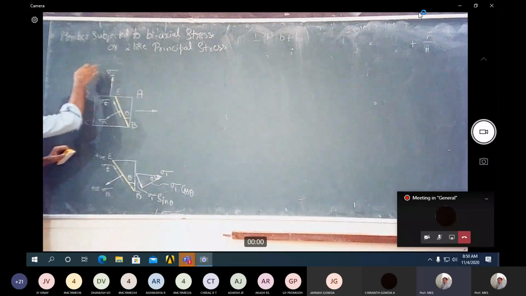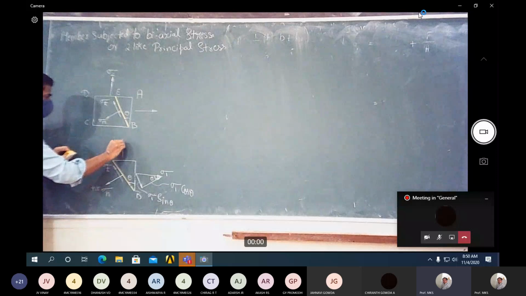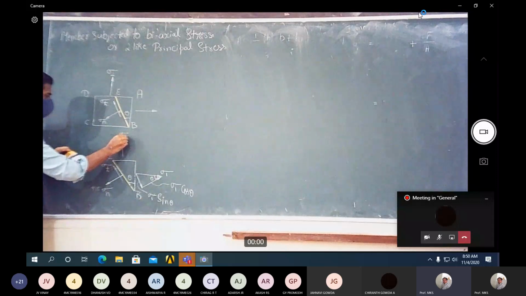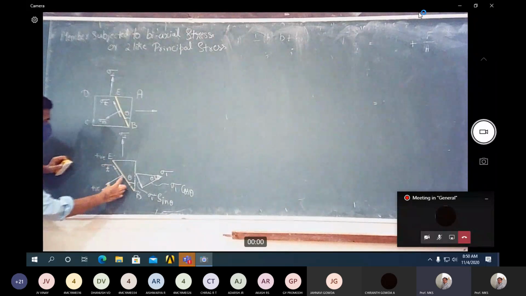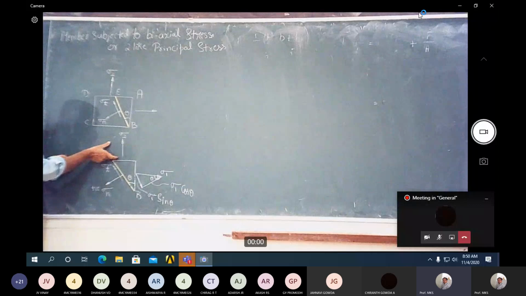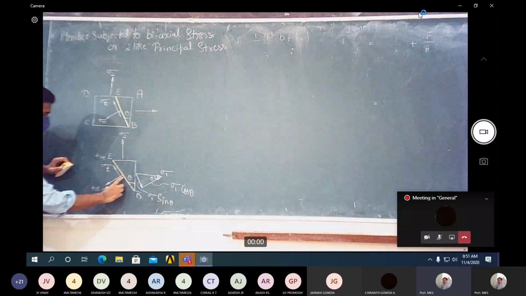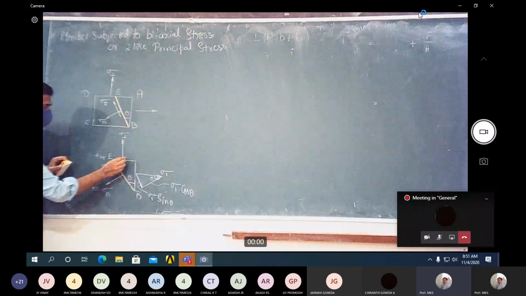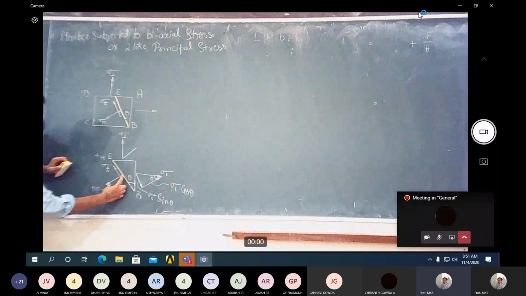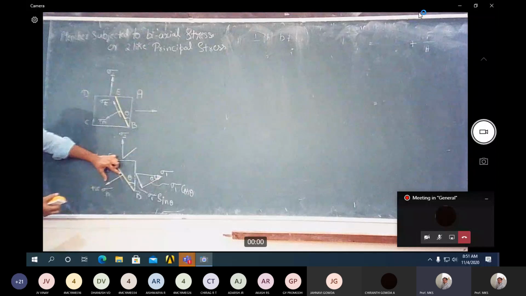Similarly, I need to resolve the force in the y direction. So the force in the y direction is sigma 2. Okay, same method. Either you start with the right hand or left hand, that is left to you. If you are starting with the right hand, you should take the normal stress first. So take a normal stress line, and from this end point, draw the line which is parallel to the normal stress.